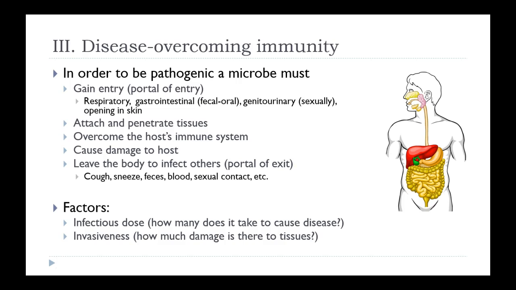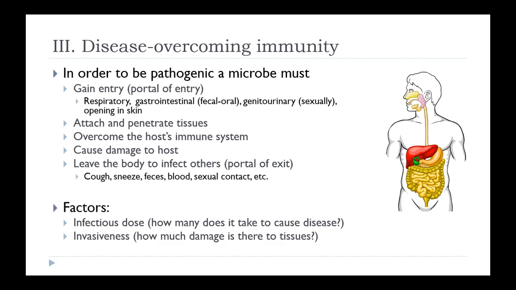So as far as disease goes, if we think about it from a pathogen standpoint, the pathogen has to overcome the body's immune system. And so if you are a microbe and you're going to cause disease, you have to do a few things first. The first one is this microbe has to gain entry. This is often commonly called the portal of entry. There's different ways to get into the body.